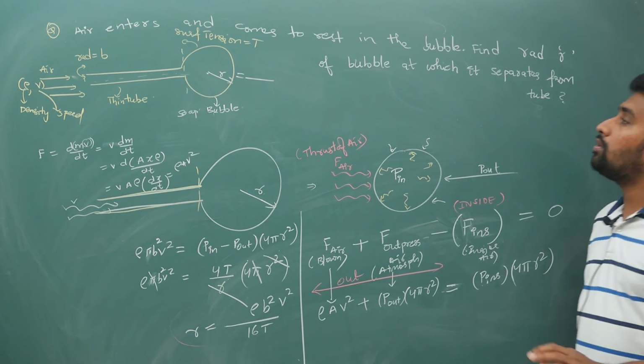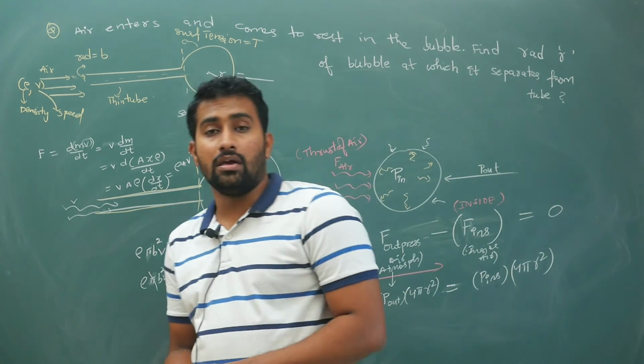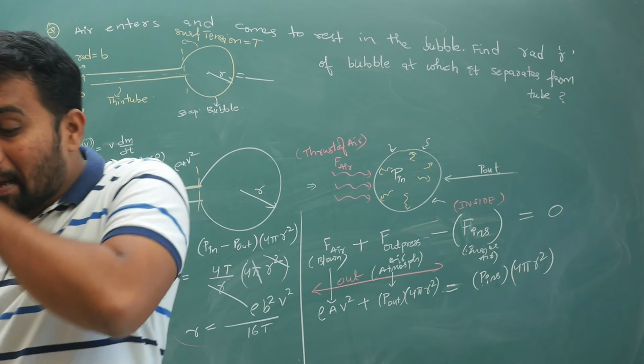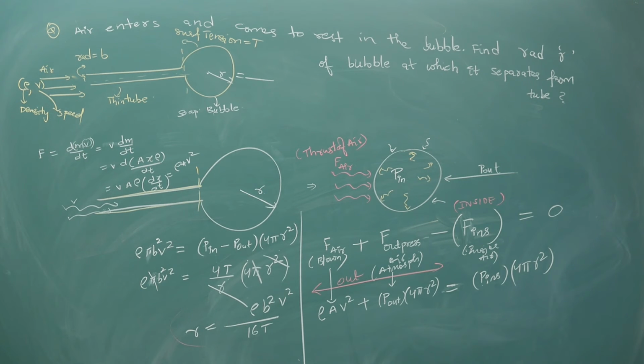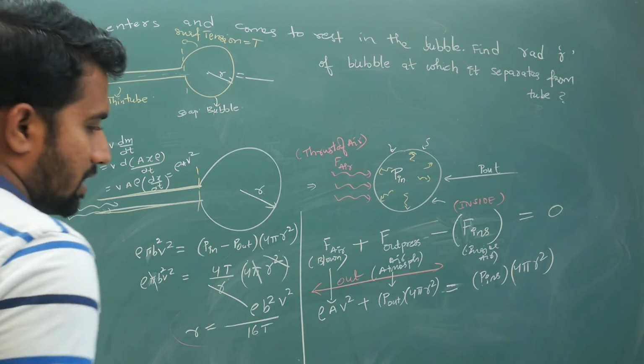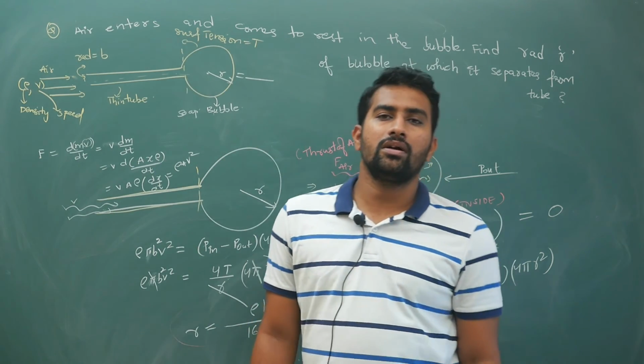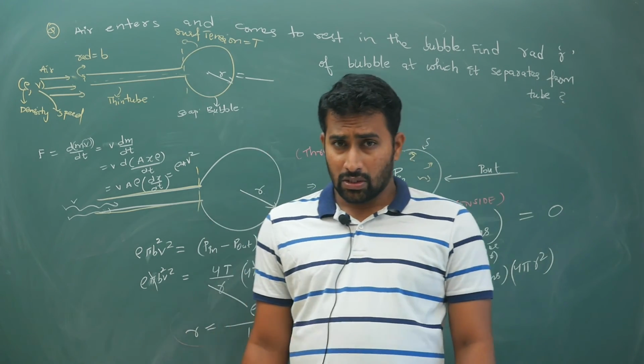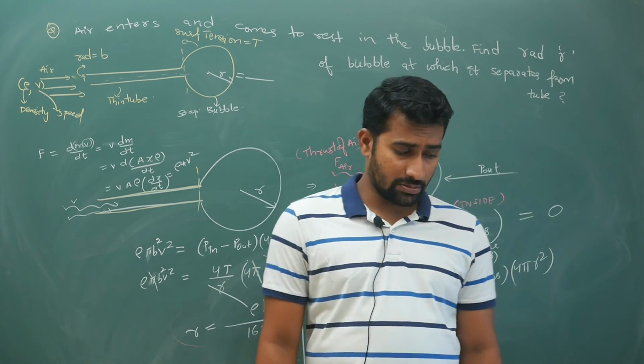Hope you have understood this. Your tube will support the bubble till when? Till the net force becomes 0. Till the force is unbalanced, your bubble will hang to the tube. Once that force gets balanced, it will leave the tube itself. So with this I have covered basic ideas. Hope you have understood this. So this is regarding your excess pressure.